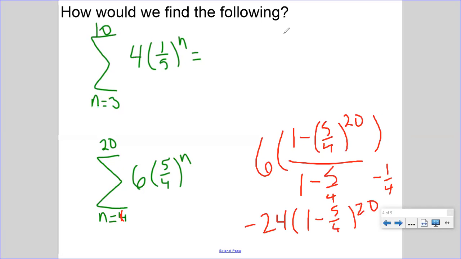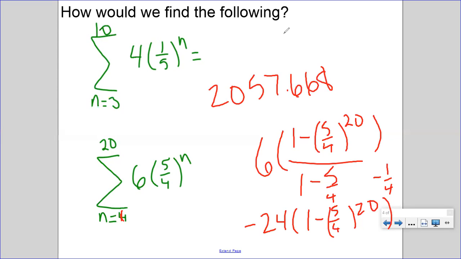I don't know what that is, but I know this should be the only thing in print. Yeah, that would be bad. My bad. So this would be negative 24 times 1 minus, I have to throw another set of parentheses in there, 5/4 to the 20th. So I get that gigantic number.